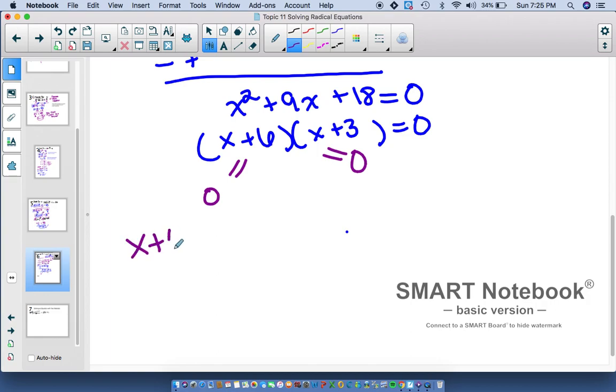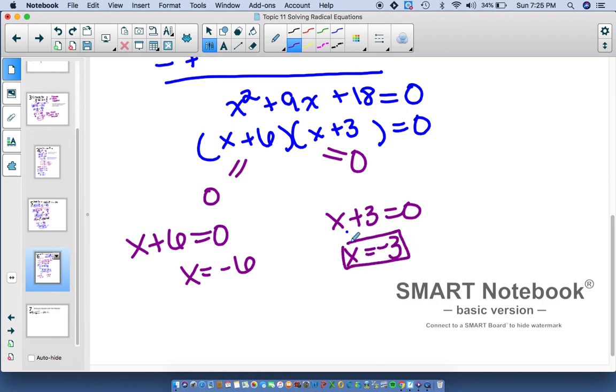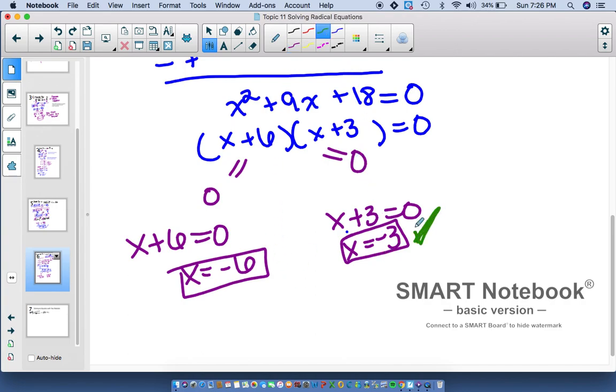So x plus 6 equals 0. Solve that. X plus 3 equals 0. Solve that. So here x is negative 6, and here x is negative 3. Right? Okay? Negative 3 and negative 6. Now it looks like I want you to plug these in and check them. It looks like this one checks out, but then this one doesn't. Okay, so that's not a solution.